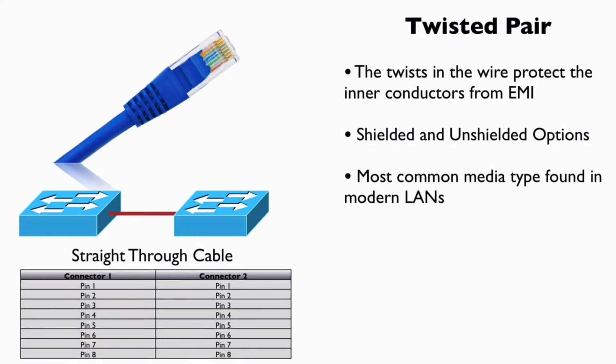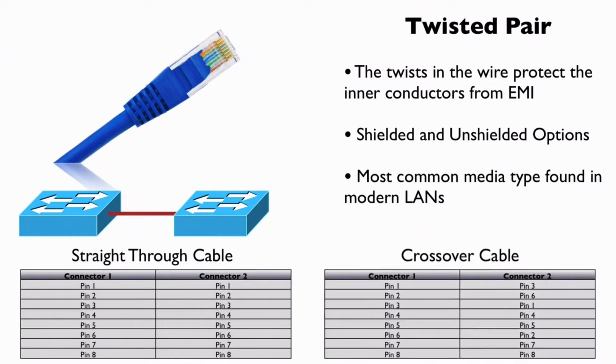Both switches, in this case, want to use the same pins, the same wires to transmit, and they want to use the same pins to receive. That's not going to work, is it? Because if I transmit from one switch over my transmit pair, it needs to show up on the other switch on the receive pair. Therefore, we could have issues with a straight-through cable. Instead, we might need to have a crossover cable.